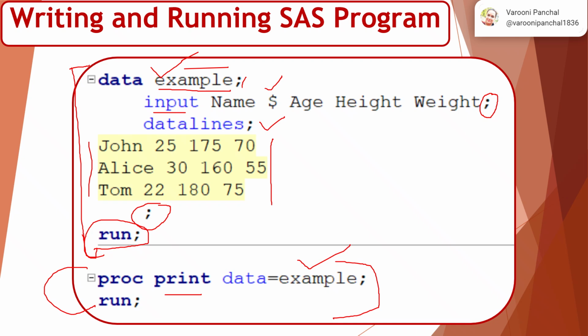So once you write proc print data equals example and then close with the run statement followed by the semicolon, it will show you the print of the data set, like the contents of the data set, for example how many rows or how many columns there are. So from this you can understand that there are 3 rows and there are 4 columns: name, age, height and weight. So that you will see in the results viewer of the SAS software.